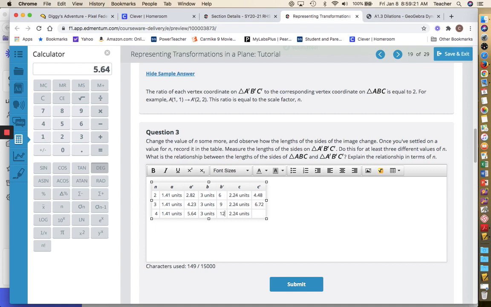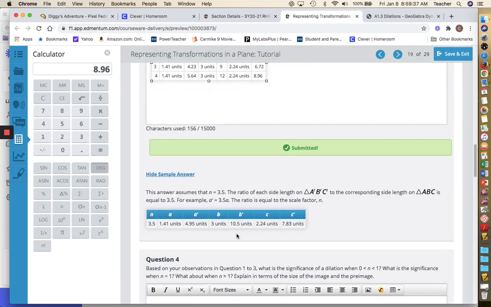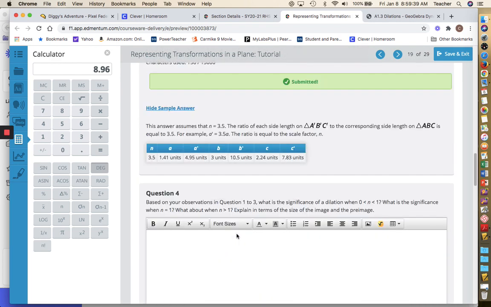3 times 4 is 12. And then 4 times 2.24. It looks like it's 8.96. Easy enough. All right, again, just scale factor is what you multiply by.